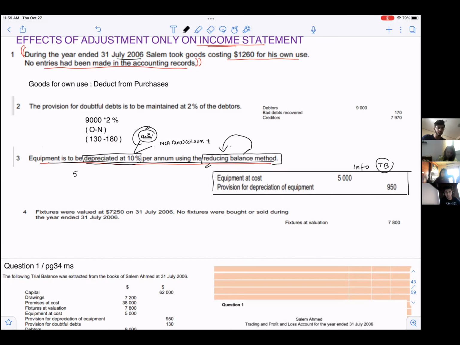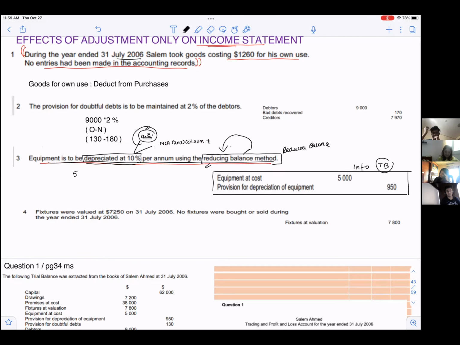You have to reduce the balance. The reducing balance method means you charge depreciation on the reduced balance. Which method is this? The reducing balance method. That means you're going to charge depreciation on the reduced balance.